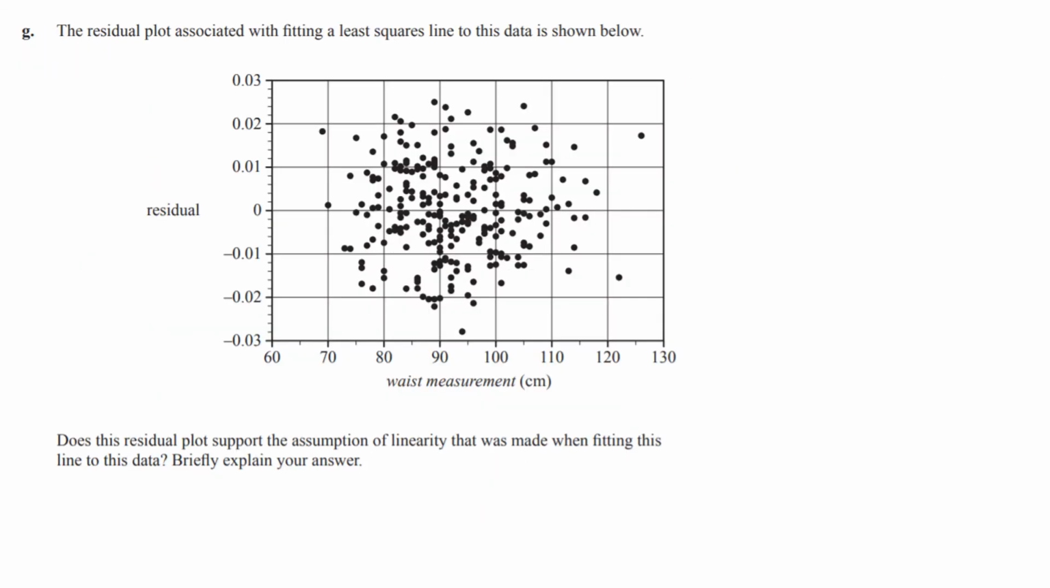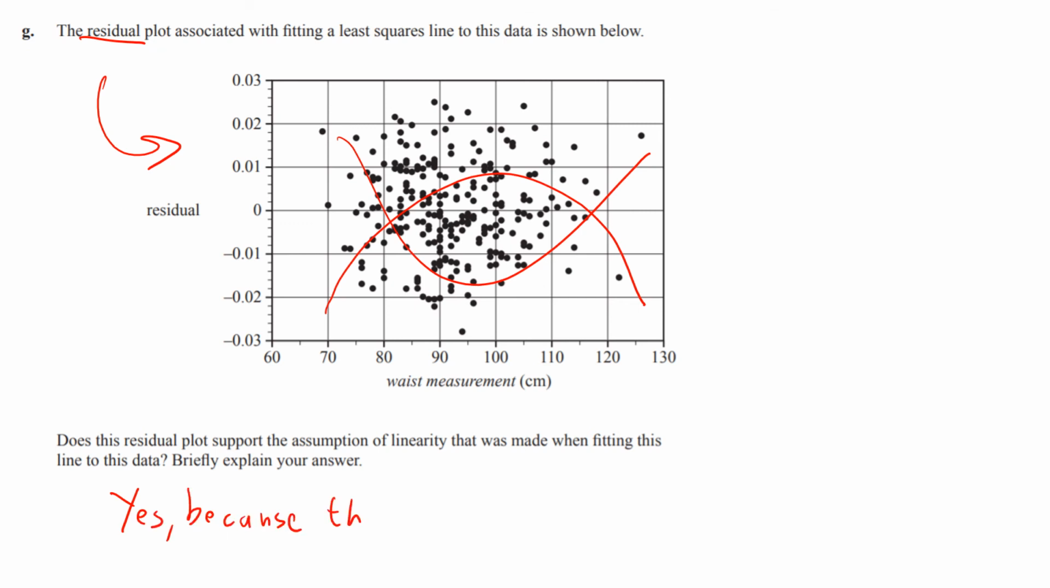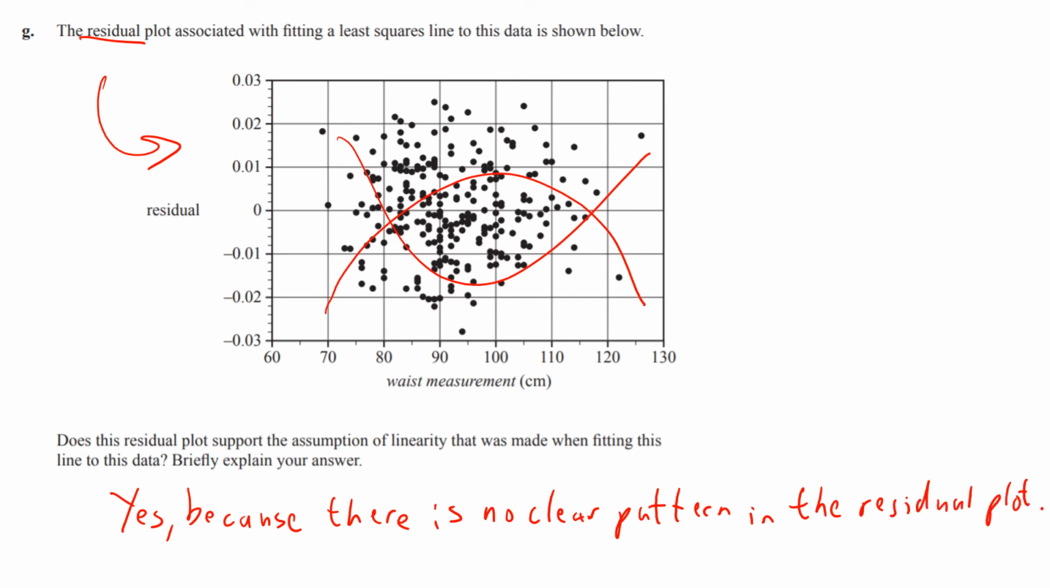So we've got a residual plot below this thing here, and if you look at it, it's quite blobby. There's no frowny face, no smiley face pattern in there, so you can say, yes, your assumption of linearity is okay, because no clear pattern. And that's what they're saying. Does it support this? Yes, because there is no clear pattern in the residual plot. And finally, I think that question is done.